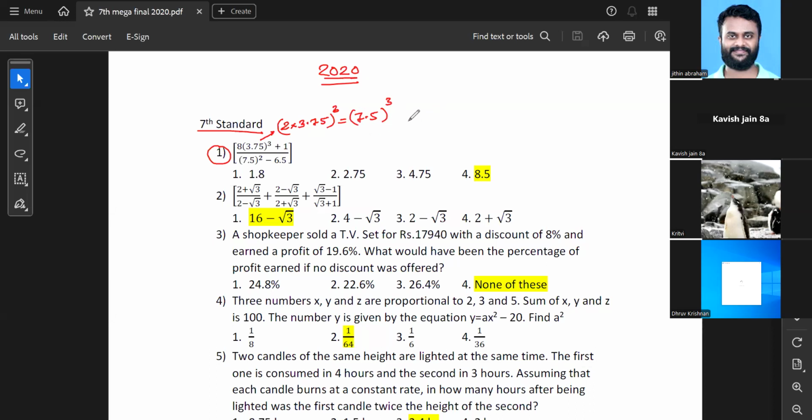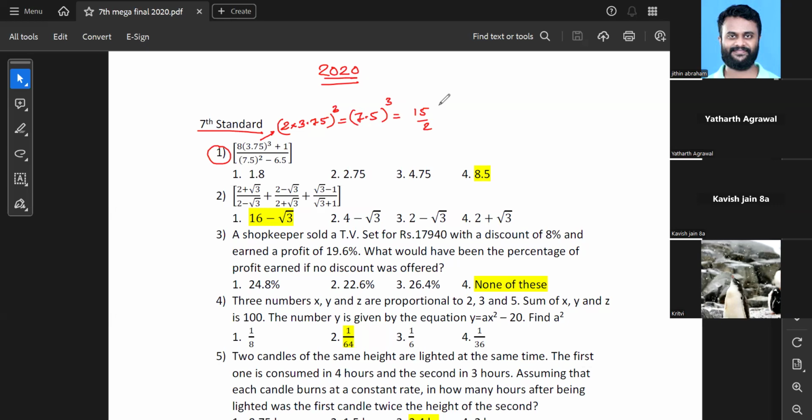Now for 7.5 cube, there is one method where you can simply solve it and get the answer. The other method is you can consider 7.5 as half of 15, which is very easy for us to solve. I'm speaking about this term, by the way, which is cube. Would you like to add anything to it? So I'm assuming no.